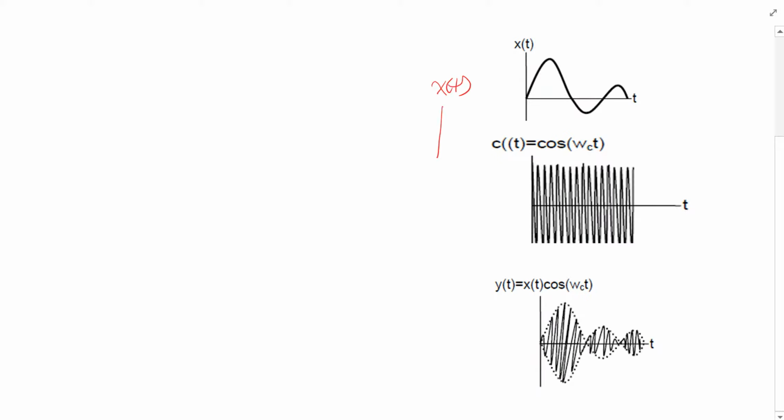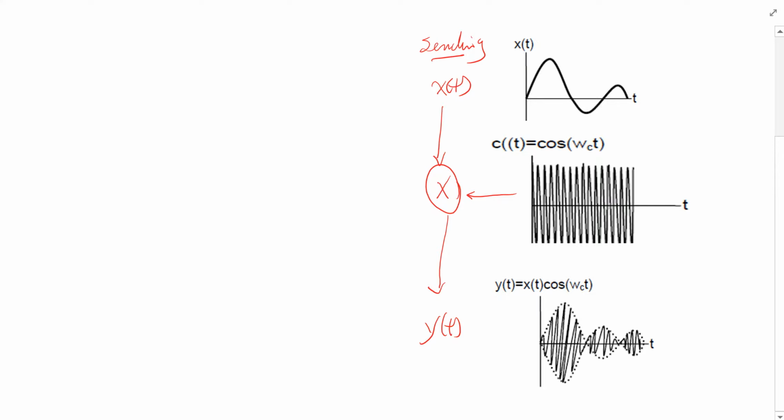This x of t comes in, and the carrier comes in, and the carrier gets multiplied by that, and what comes out of it and goes through the air is this. As you notice, the envelope, this dashed line on the outside, represents this signal, but the actual signal frequency would be the carrier frequency, and that's what y of t is. This is on the sending side, or the modulation side.